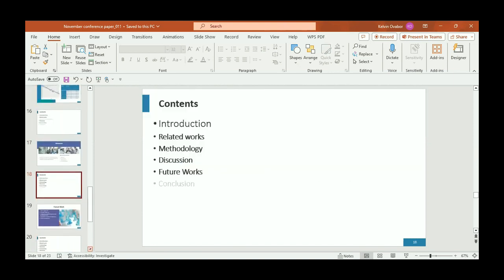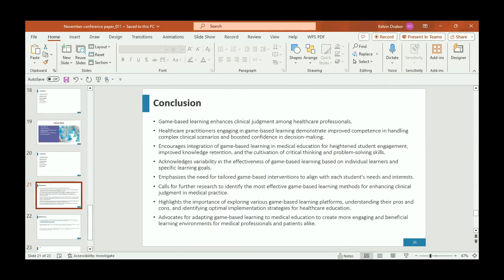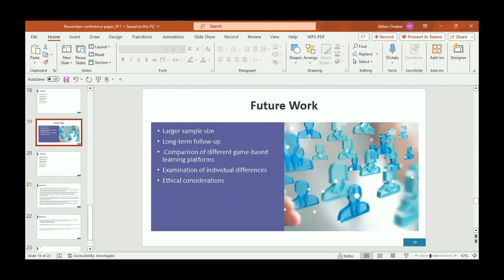What are the future works that we can get from this? We can, as I talked about before, use a larger sample size and a long-term follow-up period, and there will be a need to compare different game-based learning platforms with other learning platforms, so I'll be able to know some of the shortcomings of each of them and create room for improvements.